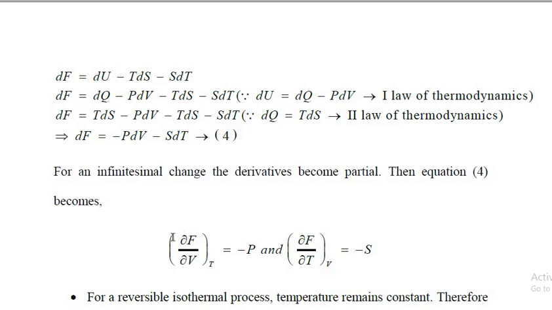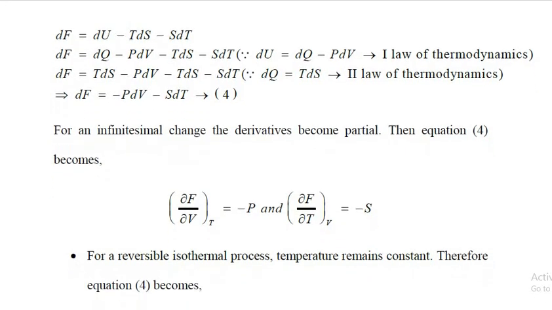So I can write, the derivatives become partial: dou F by dou V at constant T is equal to minus P, and dou F by dou T at constant V is equal to minus S. So at constant V, the first term on the RHS becomes 0. We will have only dF is equal to minus SdT. So for the infinitesimal change, dou F by dou T at constant V is equal to minus S.